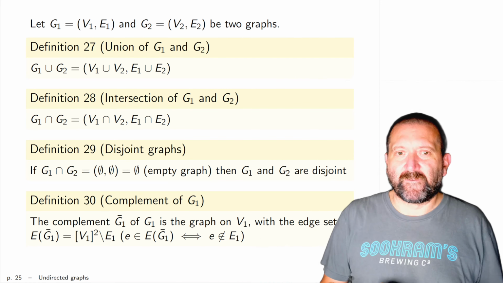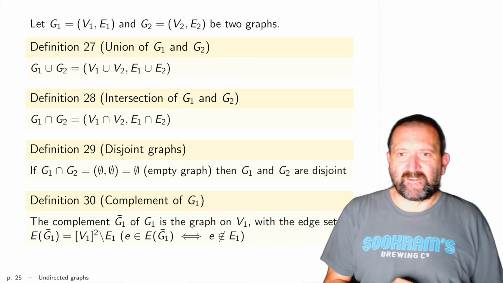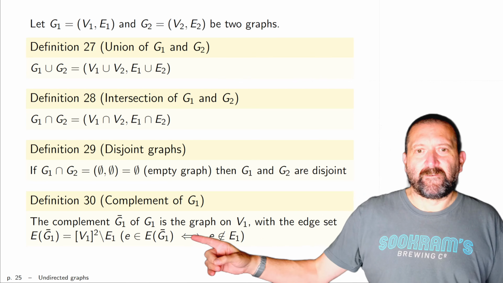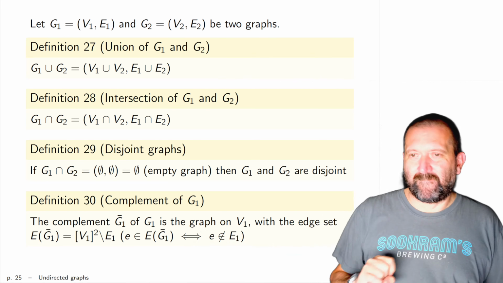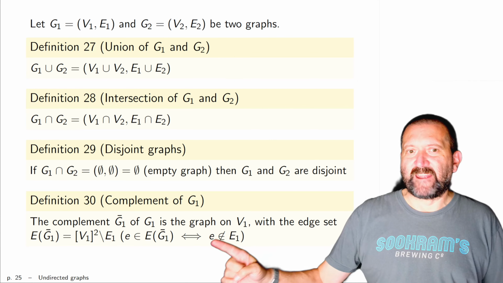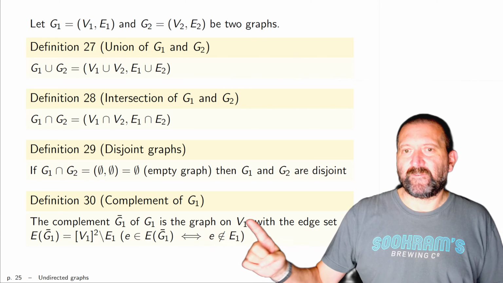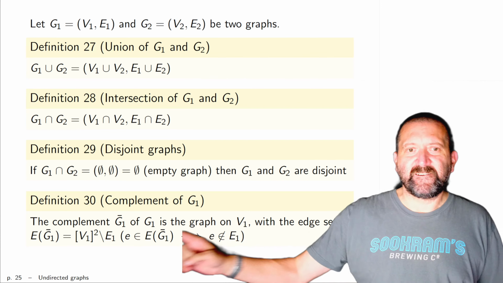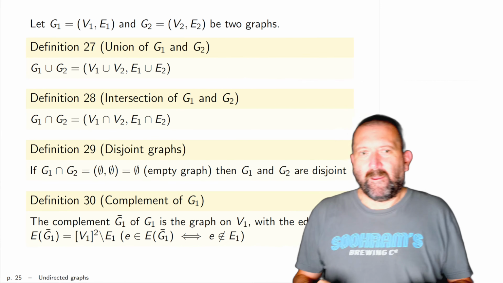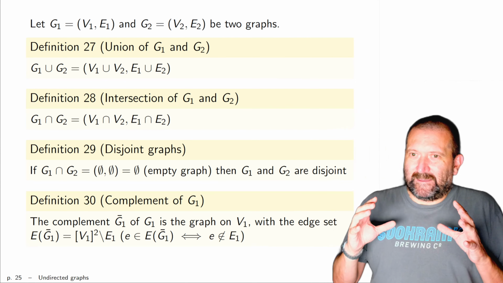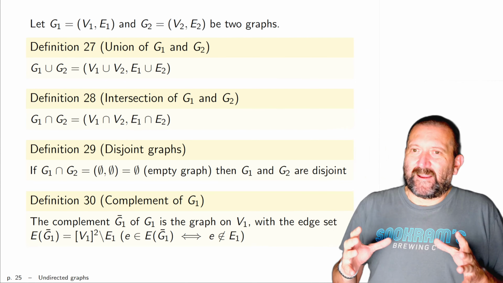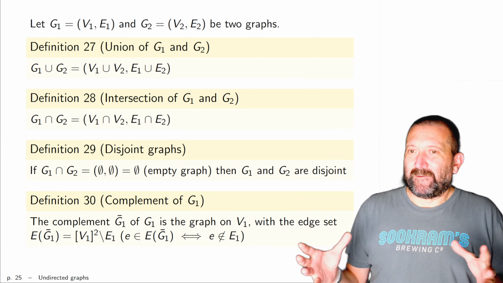The complement of a graph is an interesting one. That complement is based on an edge set. So you have a vertex set, and you take an edge set that is the edges that are not present in the original graph.